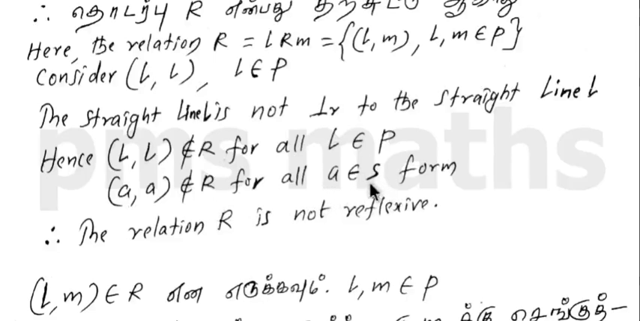Here S is general set. A comma A belongs to R for all A belongs to S is the condition for reflexive. But here A comma A does not belong to R. L comma L does not belong to R. The condition for reflexive relation is not satisfied. Therefore, we can write the relation R is not reflexive.